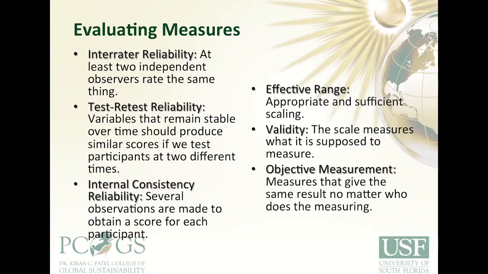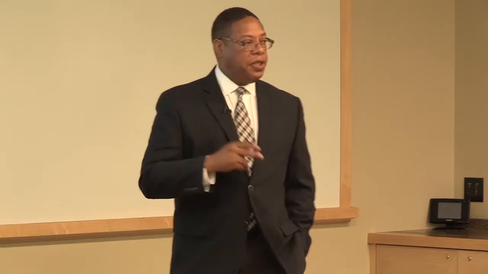Now, test-retest reliability is about variables that remain stable over time and should produce similar scores if we test participants at two different times. So you may give people, and we did that starting orientation week, a pretest about what people know. And then if we give you the same test later on, we can see whether your scores changed or not. That's one way of doing the test-retest, but the way it's mentioned here is that you could give the person the same test twice and just see what the scores are.